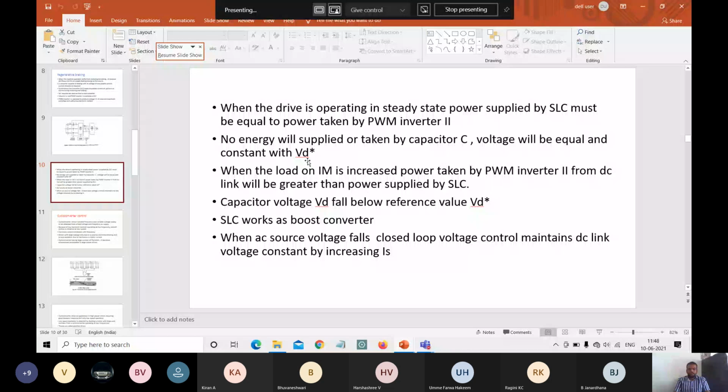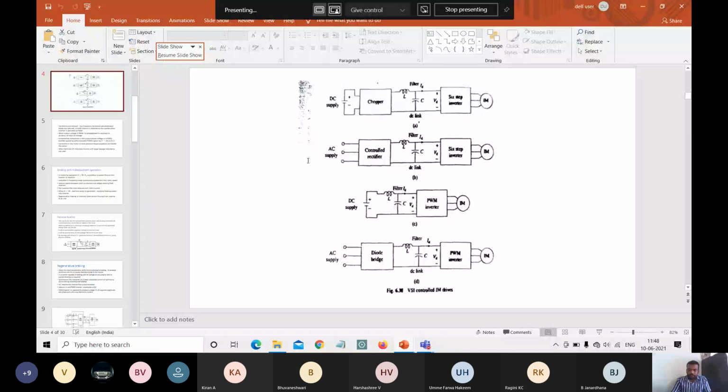So this is about regenerative braking, and we can use the 4 quadrant operations. We can use these 4 models of the induction motor drives for 4 quadrant operations.